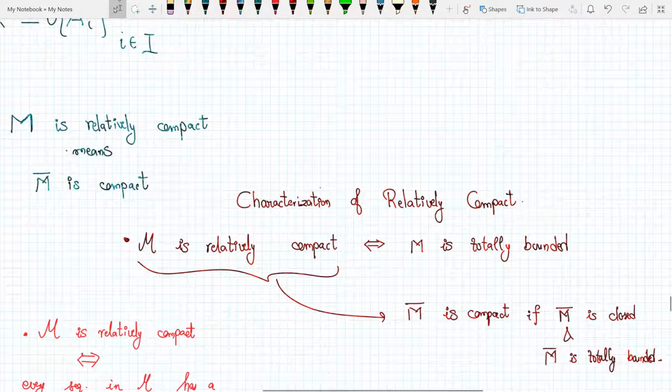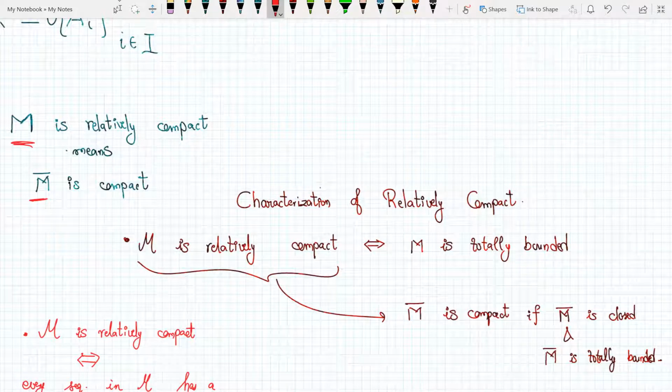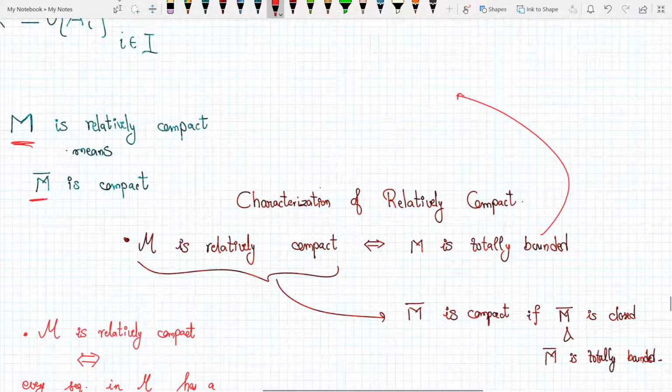Now the next thing I'm going to talk about is some properties of relatively compact sets. I said that M is relatively compact, which means that M bar, or M closure, is compact. Now, characterizations of relatively compact: M is relatively compact if and only if M is totally bounded. And what was this concept of totally bounded? Totally bounded was for every epsilon greater than 0. Let me write it here.